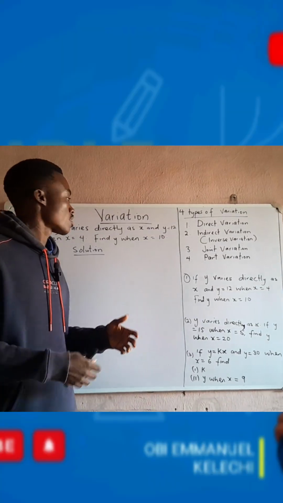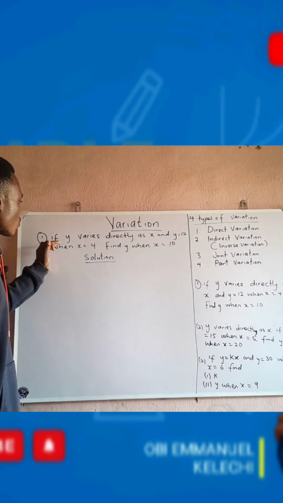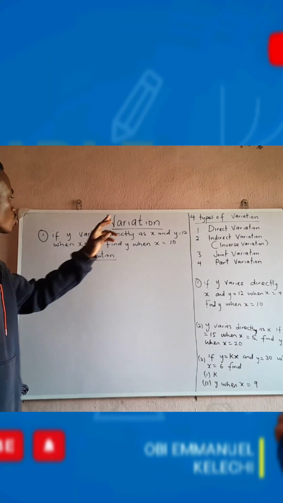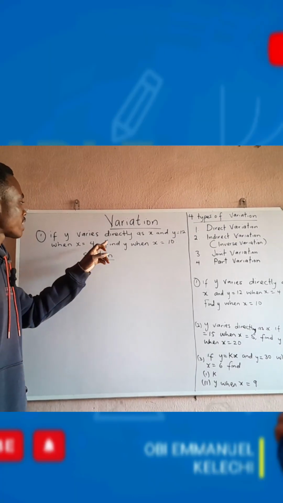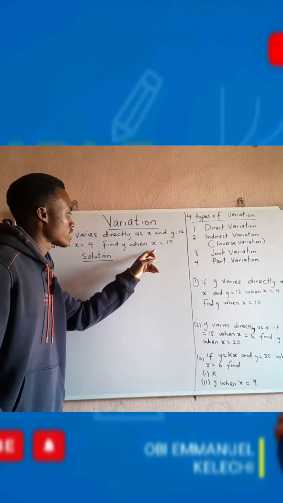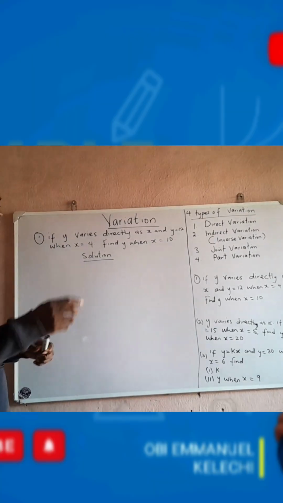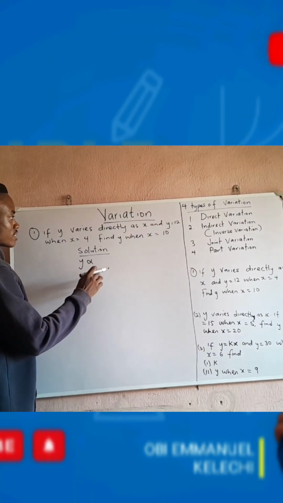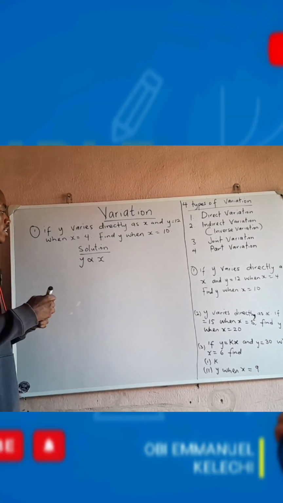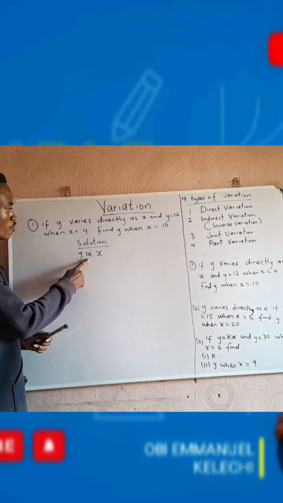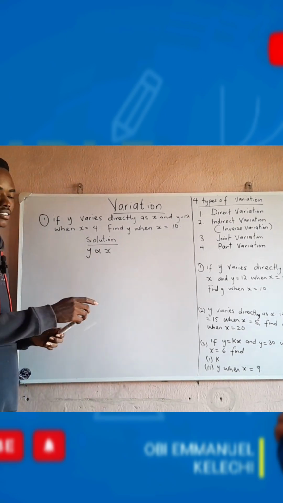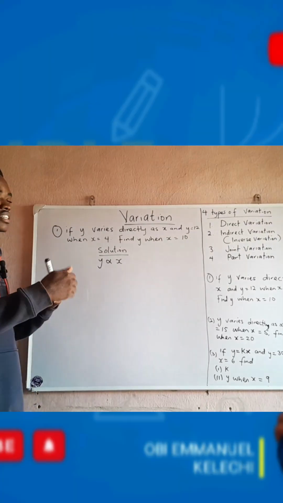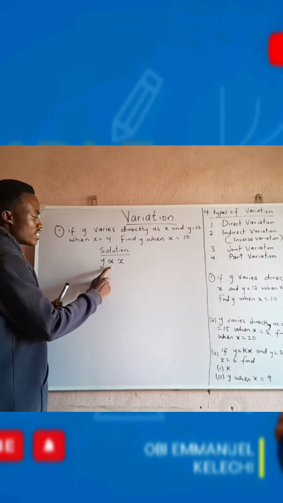We're going to work it out. So the first one says, if y varies directly as x and y is equal to 12 when x is 4, find y when x is equal to 10. So firstly, we write it out. It says y varies directly as x. This is the symbol for variation when it's talking about when it varies directly. So it says y varies x.